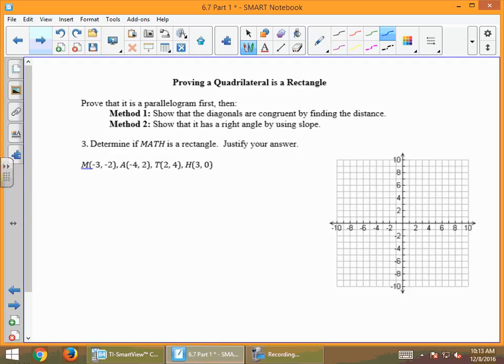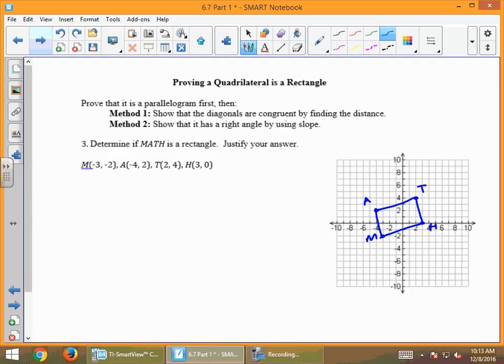Plug them in. Okay? Good idea. -3, -2, which is M. -4, 2, which is A. 4, which is T, and 3, 0, which is H. We need to show that this is a rectangle.